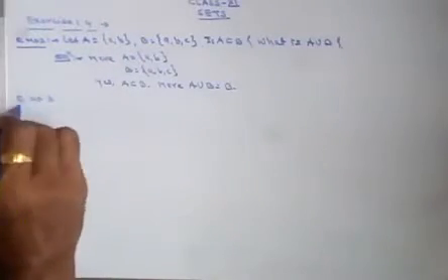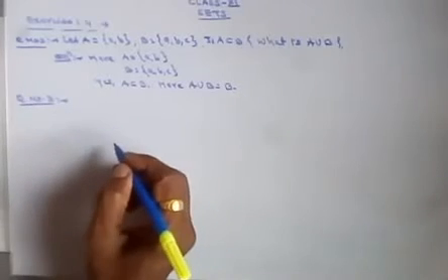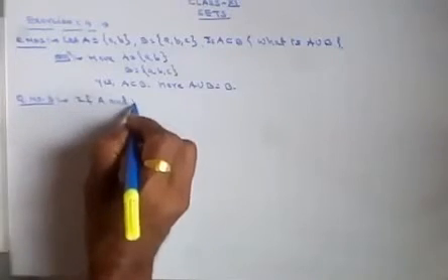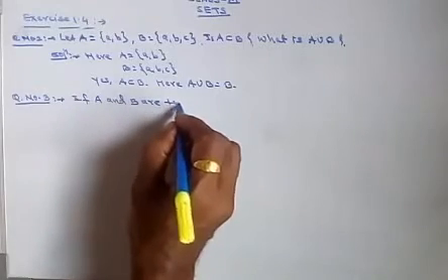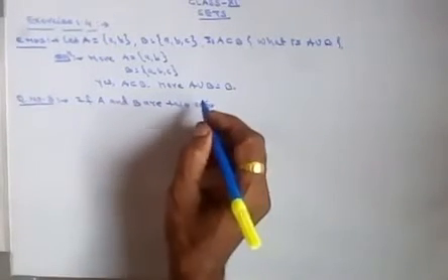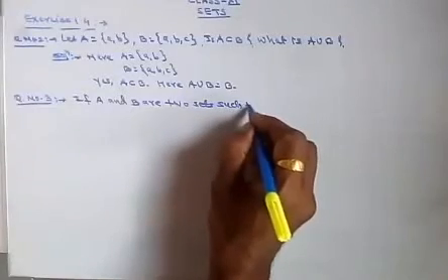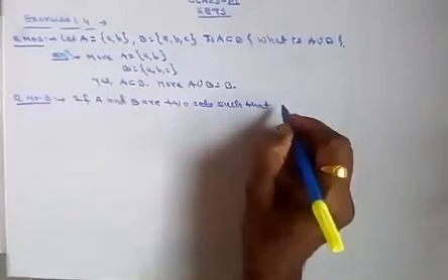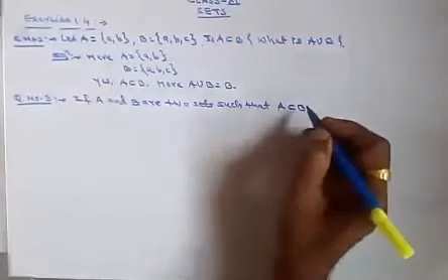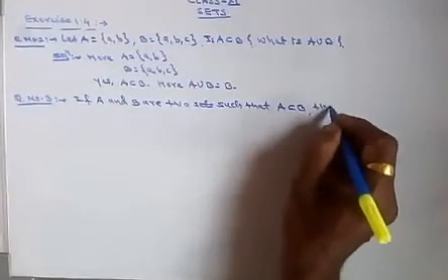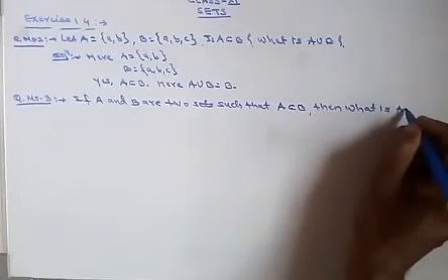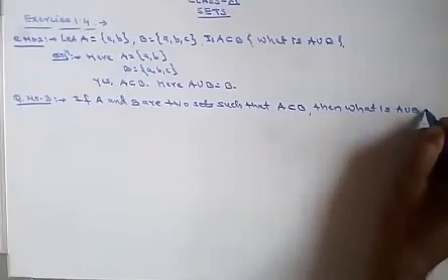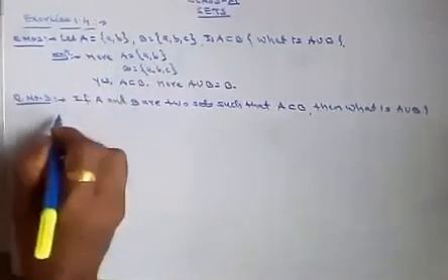Question number 3. If capital A and capital B are two sets such that A is a subset of B, then what is A union B? इसके जैसा A और B टू सेट्स है.